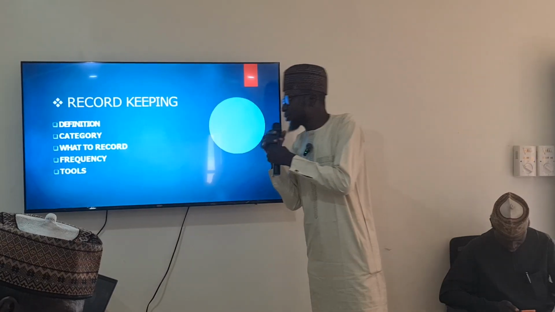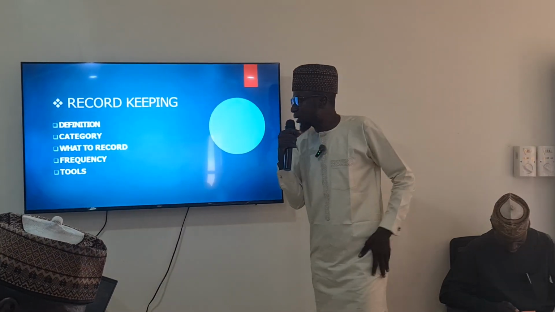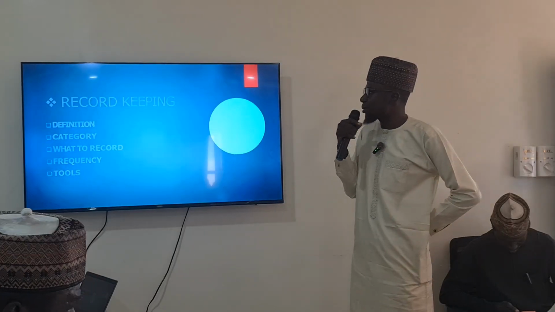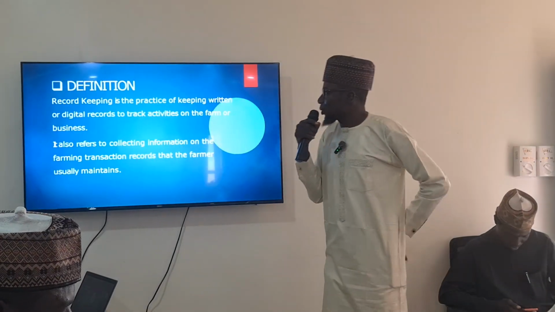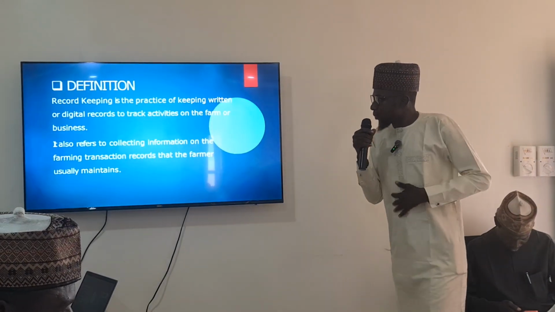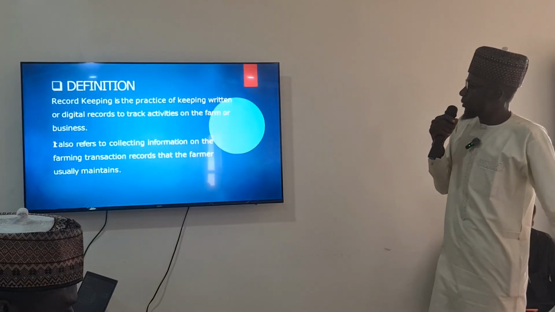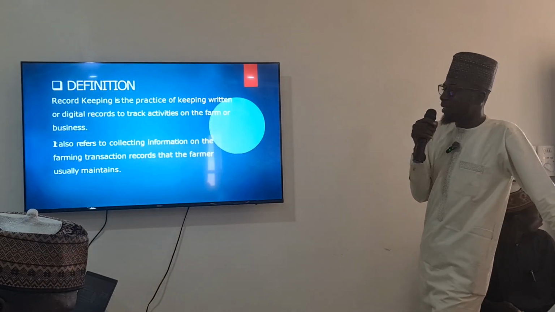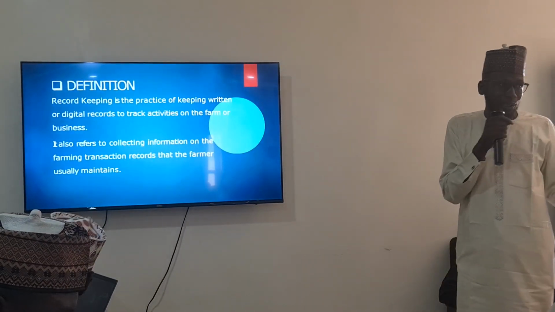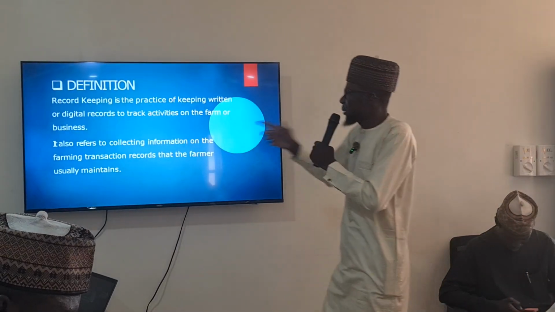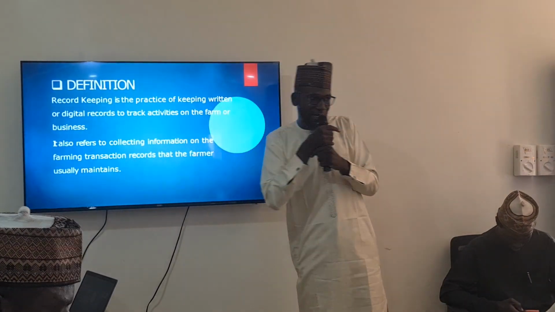Okay, we are moving to record keeping now. Definition, category, what to record, frequency, and tools. Definition: record keeping is the practice of keeping written or digital records to track activities on the farm or business.